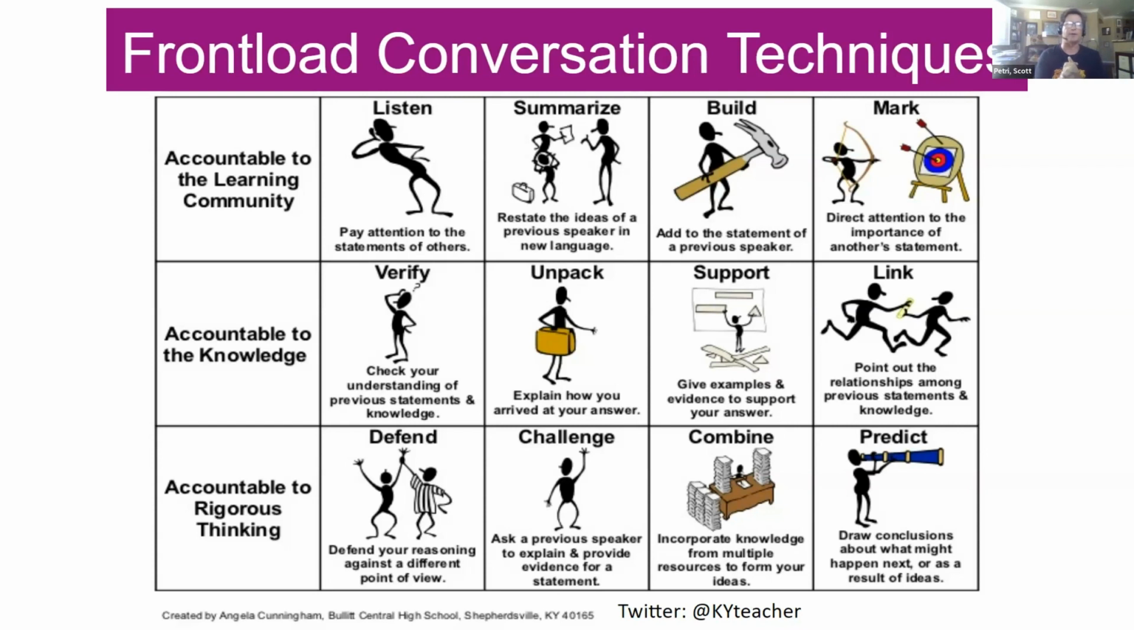Angela is God's gift to all things beautiful. She did this graphic that I have stolen and use to front load conversation techniques with my class. I print this out and hand it out as a placemat. And I say, when you're having a conversation, these skills are the most important things you can use.